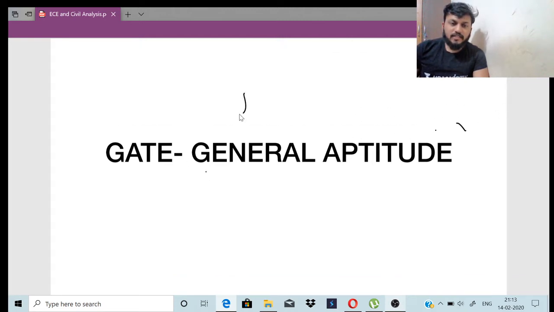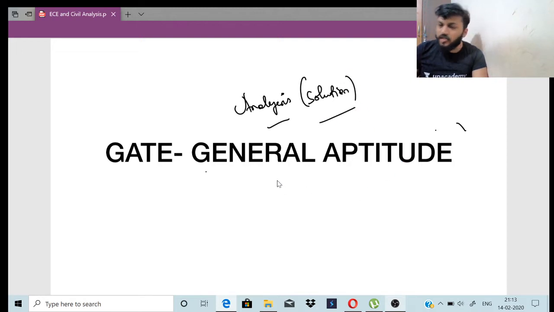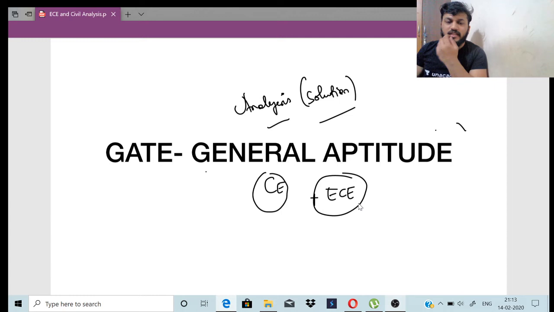It is another analysis or solution session of the civil engineering plus ECE paper which happened in GATE 2020.